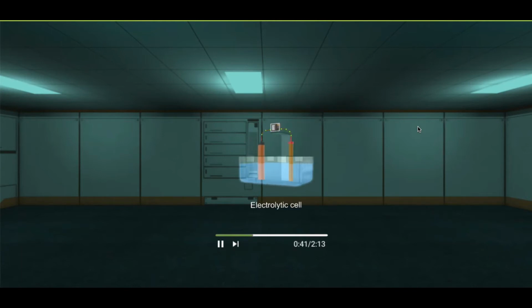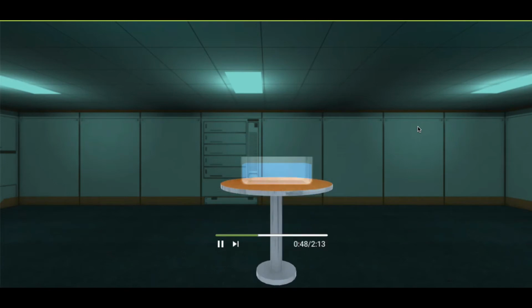Now let's construct an electrolytic cell for the electrolytic refining of impure copper. To do this, take the electrolyte of an acidified copper sulfate solution. Next, take a thick rod of impure copper that will act as an anode and join it to the positive terminal of the battery. Finally, take a thin rod of pure copper that will act as a cathode and join it to the negative terminal of the battery.